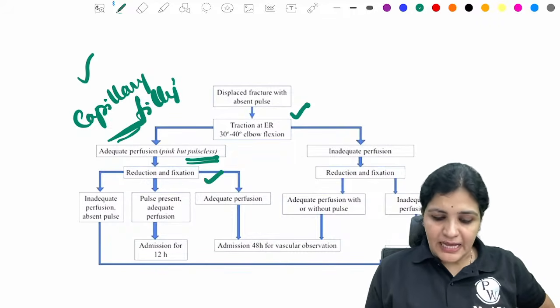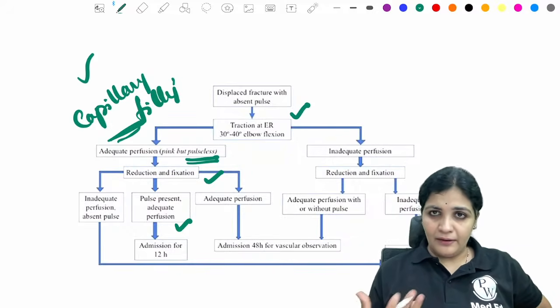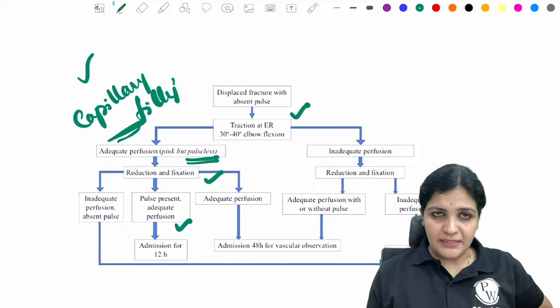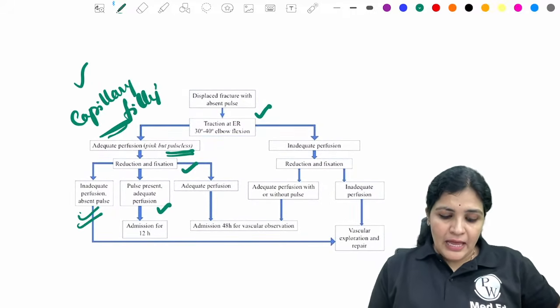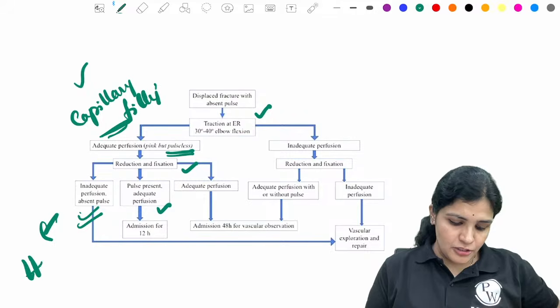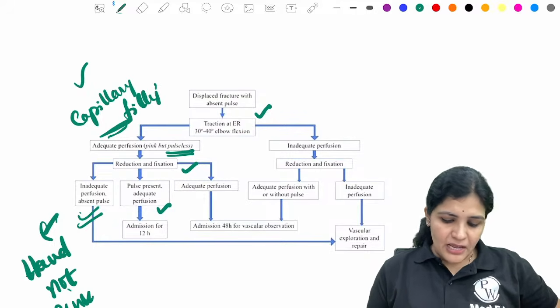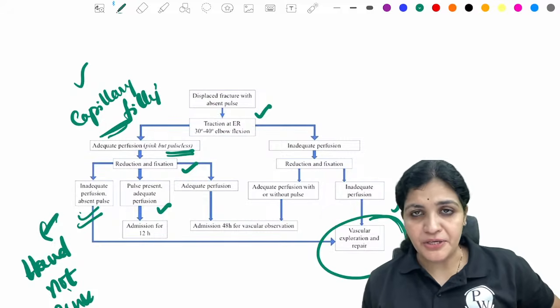If the pulses are present, then you can tell the patient happily that the pulses have been restored. And if there is inadequate perfusion, the pulses are absent and the hand is not pink, that means there is no perfusion, right? Then you will go for exploration and repair. You will go for exploration and repair.